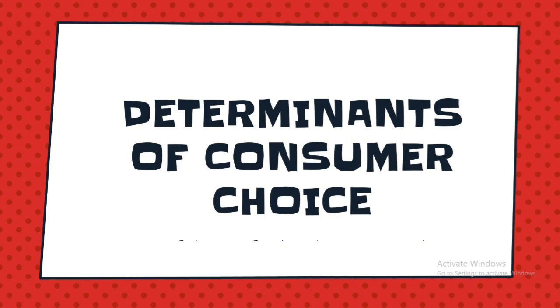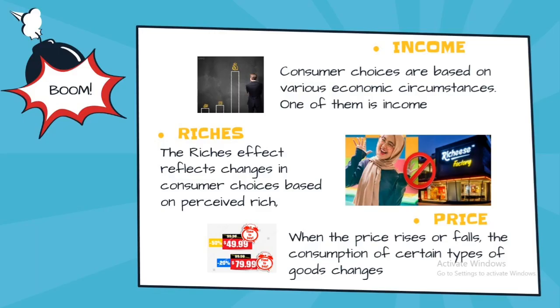Determinants of consumer choice. First, income. Consumer choices are based on various economic circumstances. One of them is income. Does that mean that consumer choices are limited by income? Yes. The second is riches. Wait, riches? Not the riches you have in your mind. This is much different. The wealth effect reflects changes in consumer choices based on perceived wealth.